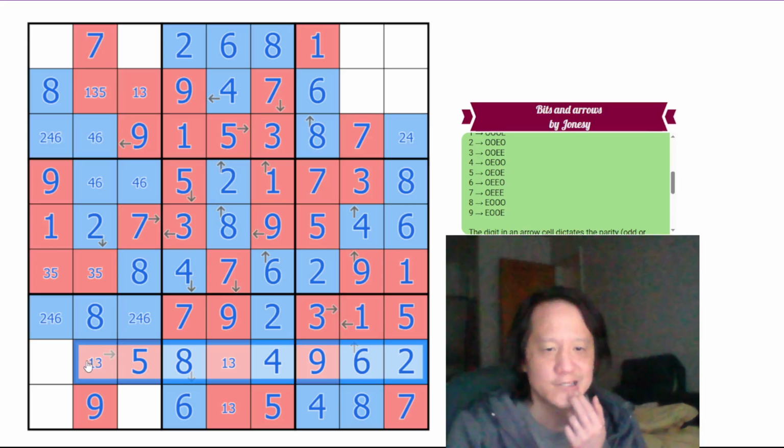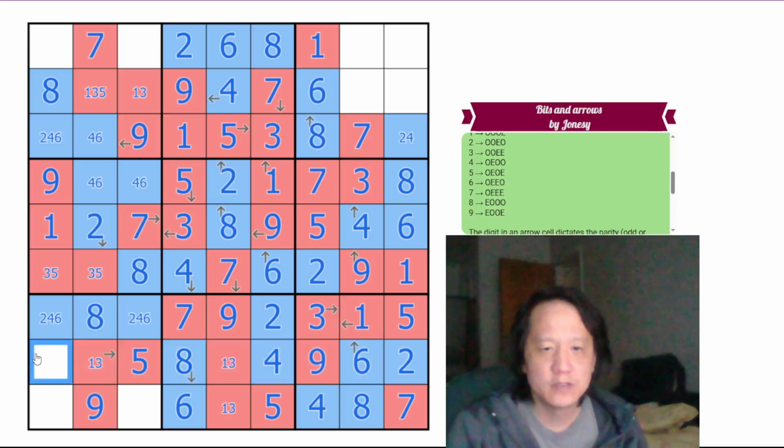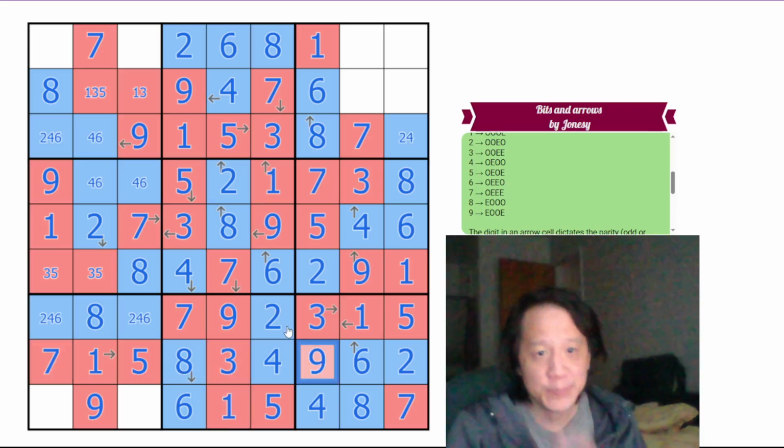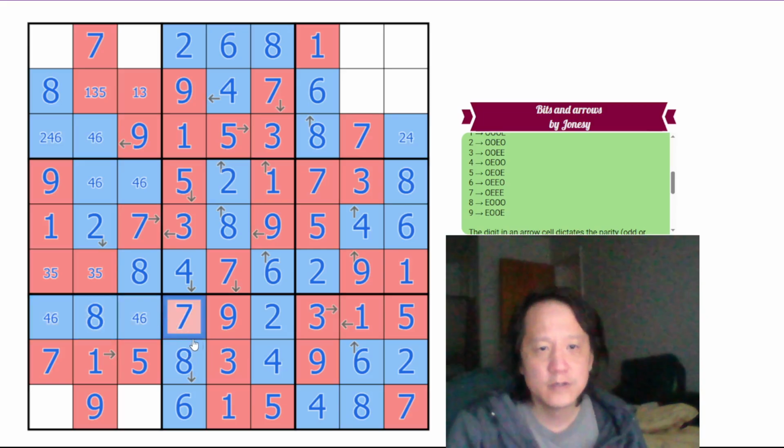We have 4 evens in row 8, so this must be odd. Which means this is odd, odd, odd, even, which is 1. That makes this 3, which makes that 1, so this is 7. 2 eliminates 2 here, so this is 4 and 6 as a pair. 2 eliminates 2 here, so it's 4, which makes that 6, which makes this 2.